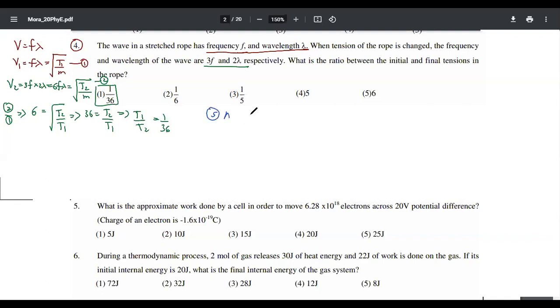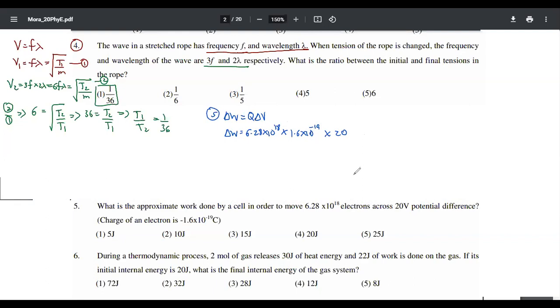Equation for work done in electric field is Q delta V. Work done is charge into potential difference. The work done is what we are supposed to find out. Now, what is a charge? Charge will be number of electrons multiplied by the charge of one electron, 1.6 into 10 to the power minus 19. Don't put minus because we are asking for the magnitude. Into potential difference is 20.